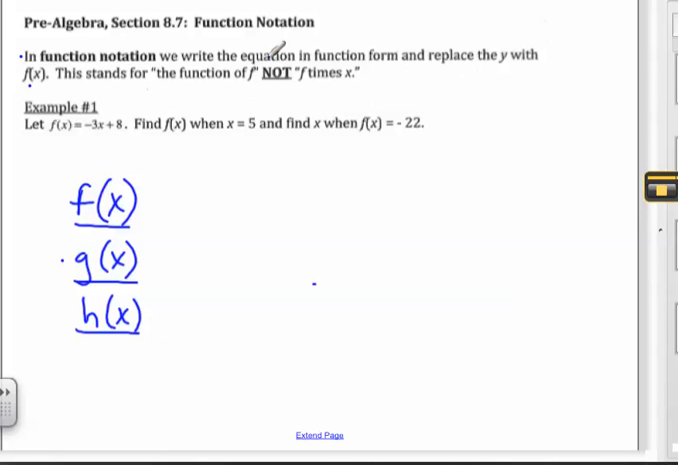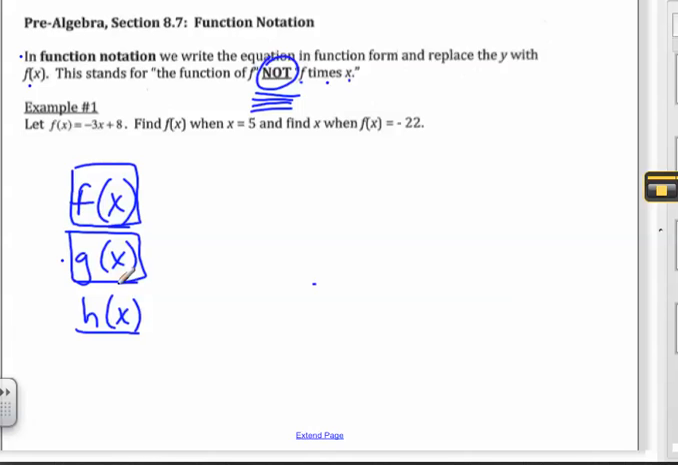It does not mean f times x. Okay? Please understand that we're not multiplying these two things. This whole thing is a name. Okay? All right, now let's see how this works.